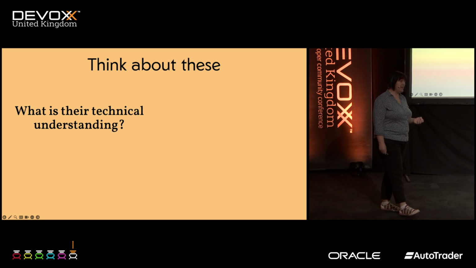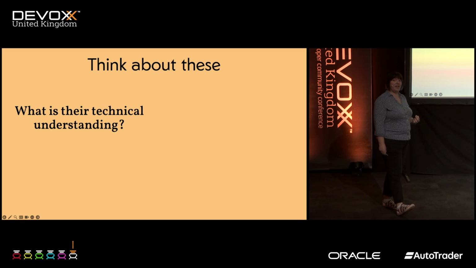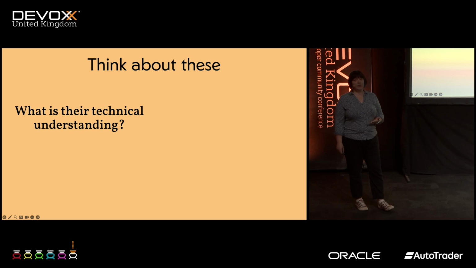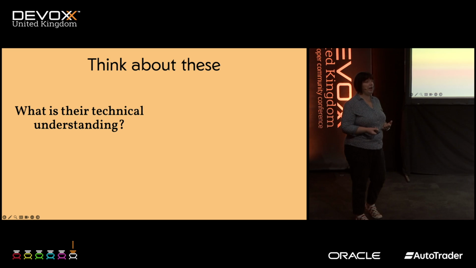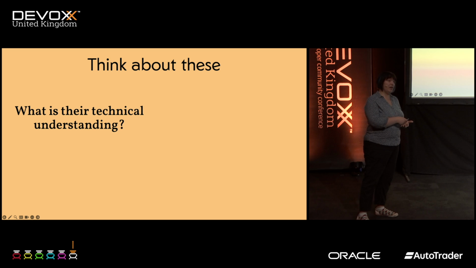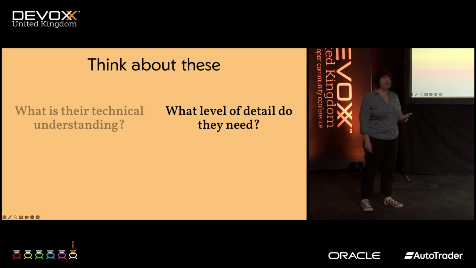Maybe you've got a very technical project manager, maybe a very non-technical project manager. If you're creating something for your product owner, do they want to know all the details of the technology you have chosen, or do they just need to know how that technology meets the requirements of their product? So we're thinking about that. And we're also looking at what level of detail they need, whether it's technical or not.